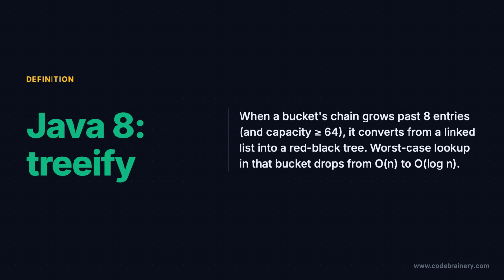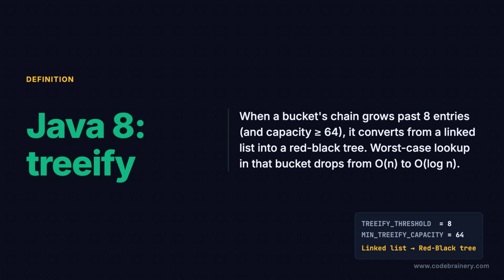Java 8 added a clever fix. When a single bucket's chain grows past 8 entries, and overall capacity is at least 64, that bucket converts itself from a linked list into a red-black tree. Worst case lookup in that bucket drops from O of n down to O of log n. Adversarial inputs cannot kill your performance anymore.